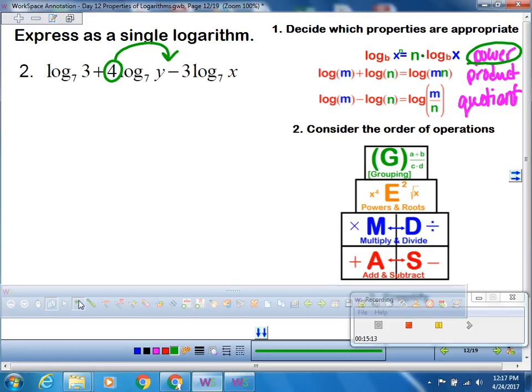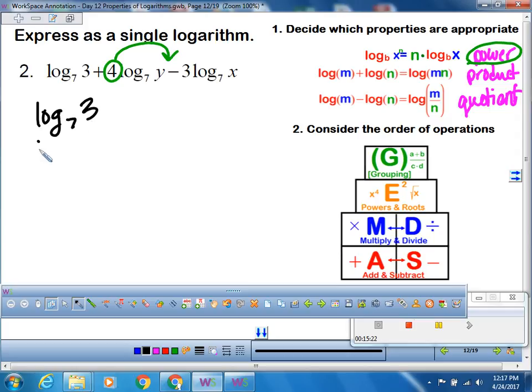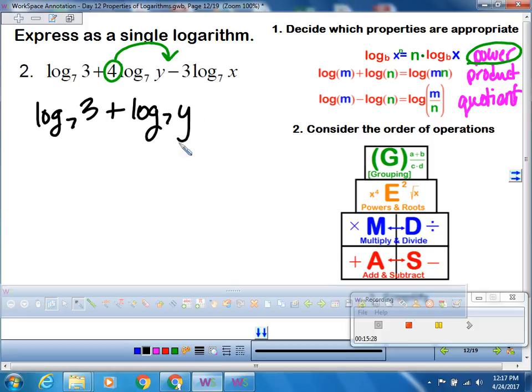All right, so let me do this line. So I have log 7, 3 plus log 7 y. I'm going to move that 4 right there. Minus log 7. I didn't even see it before. We've got another one here with a 3. Everybody understand that step so far? Instead of the multiplication out front, I've turned it into an exponent.